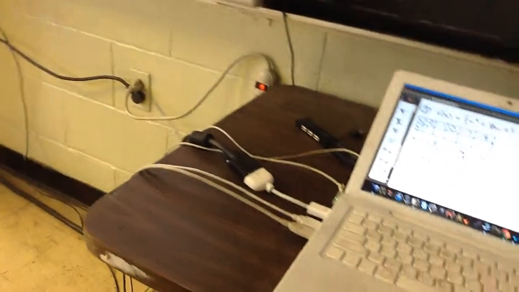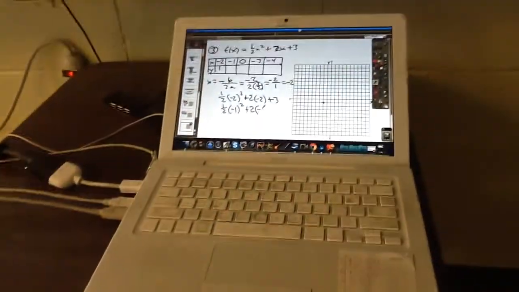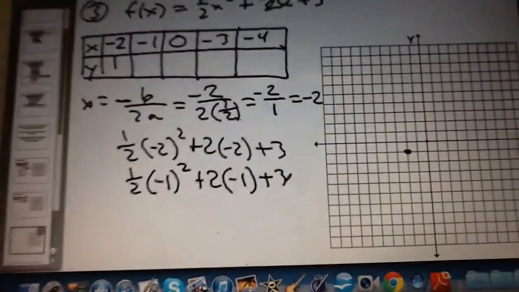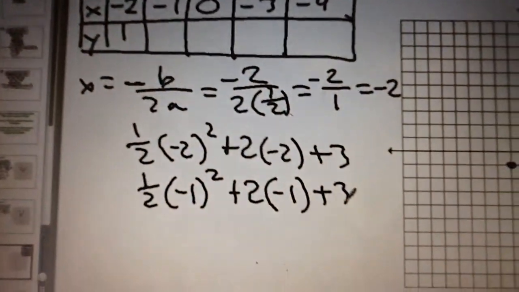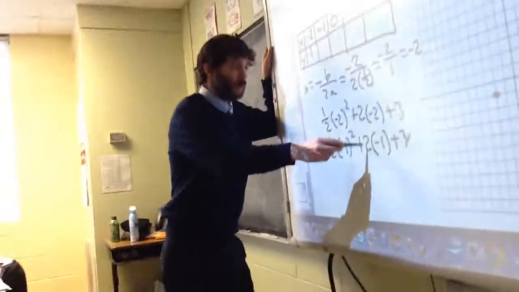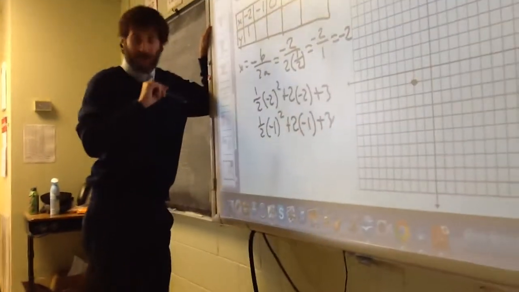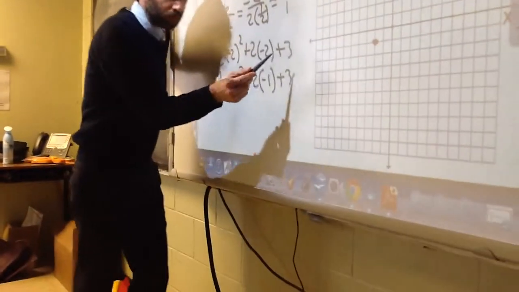So let's plug these in. So if we plug in negative 1, let's see what we get. You may have chosen other points to avoid getting fractions, I'm guessing maybe. And that would be fine, yeah. So what do I get when I do all this? Okay, well negative 1 squared is 1. Half of 1 is a half. 2 times negative 1 is negative 2. A half plus negative 2 is negative 1.5. Negative 1.5 plus 3 is 1.5.